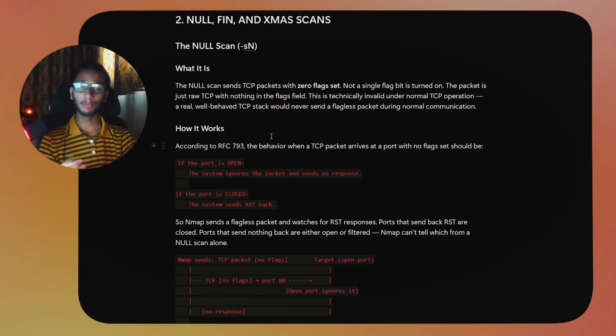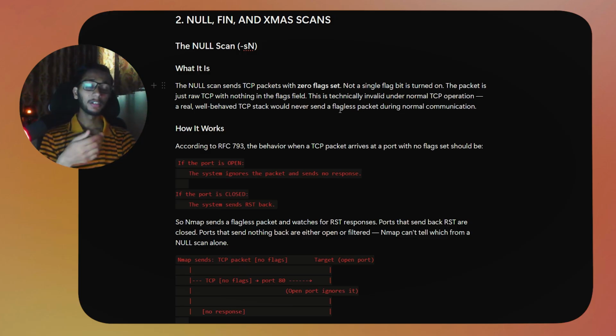A NULL scan basically sends a TCP packet with zero flags. Remember I talked about in the previous video that we have the SYN flag, the ACK flag, the urgent flag, the push flag, and there are two more, right? So basically it sends a TCP packet with no flags. Not a single flag is set on the packet. It is just a raw TCP packet with nothing in the flag field, right?